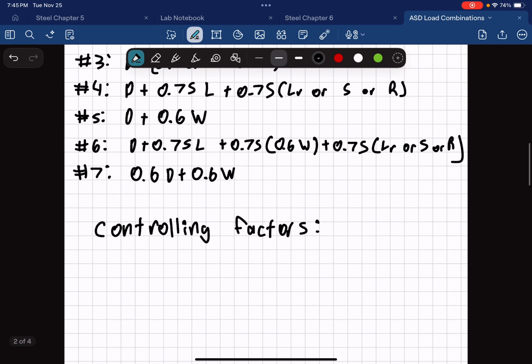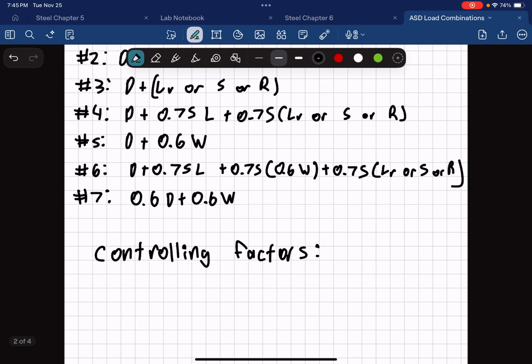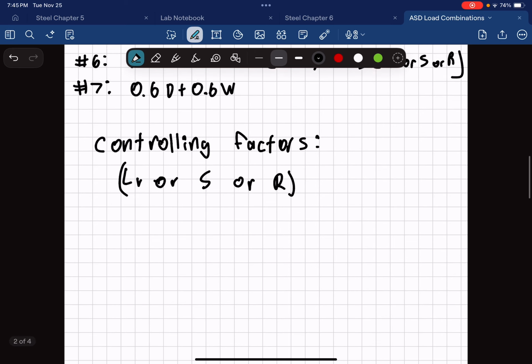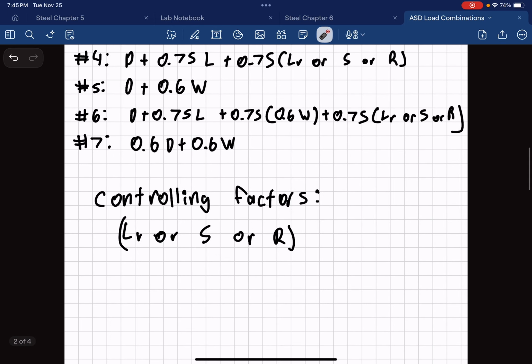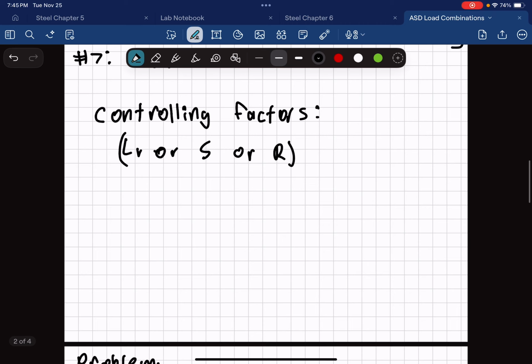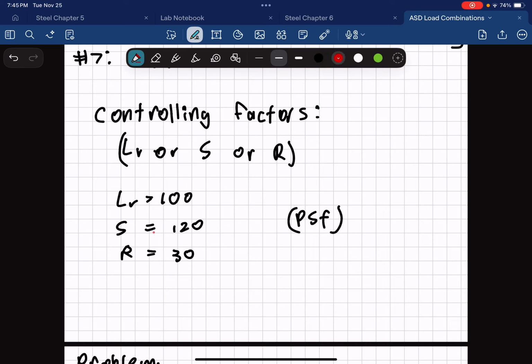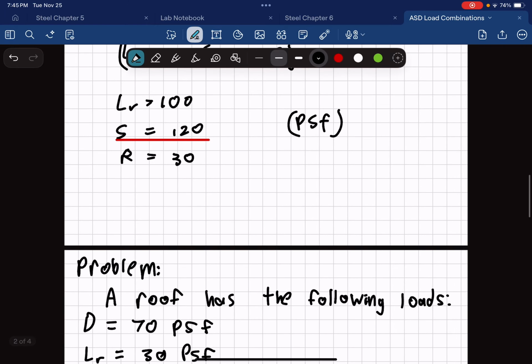So when we're talking about LR or S or R, we're talking about LR, which is live roof, or S, which is snow load, or R, which is rain load. When you have 3 of these grouped together, as you're going to see in a couple of these different equations, it's important to remember that you're only looking at whichever one has the highest value. So if LR were to equal 100, S were to equal 120, and rain were to equal 30, and we'll say all of these are just PSF for the purposes of this, you would end up using the snow load in that because it is what's actually governing, it's the highest value.